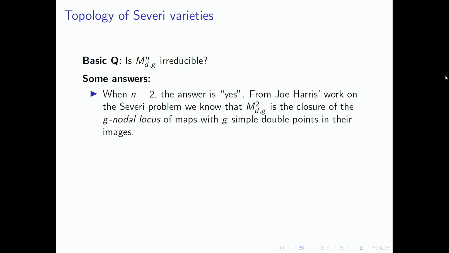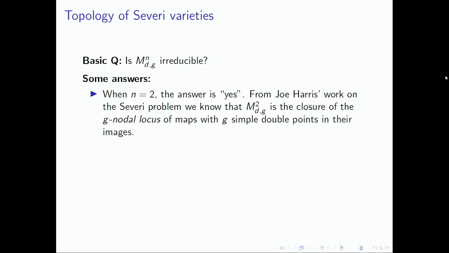So why do I mention irreducibility? Well, for one thing, if we look at Severi varieties of plane curves, those spaces are always irreducible. That comes from famous work of Joe Harris in the 1980s on the Severi problem. What we know is that Severi varieties of plane curves are always the closures of maps of a very particular type.